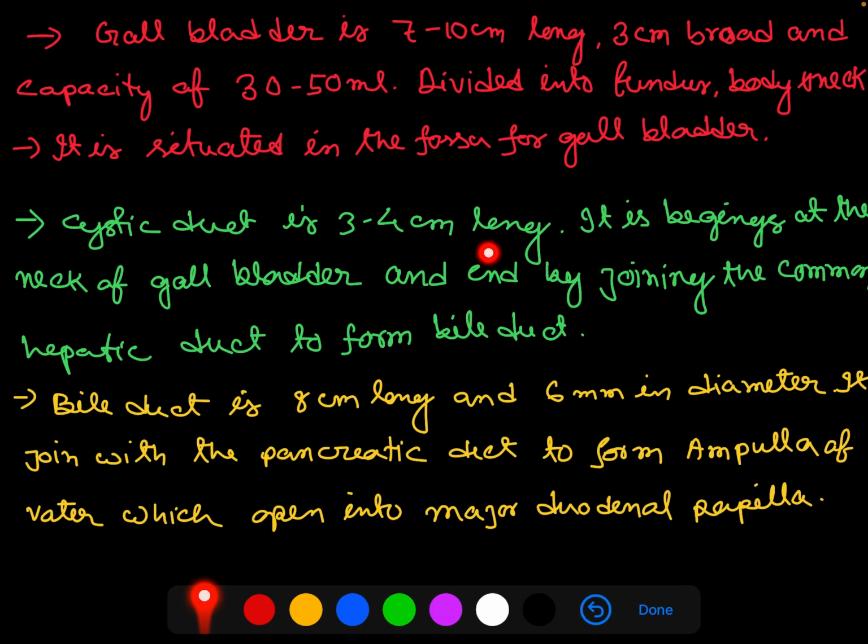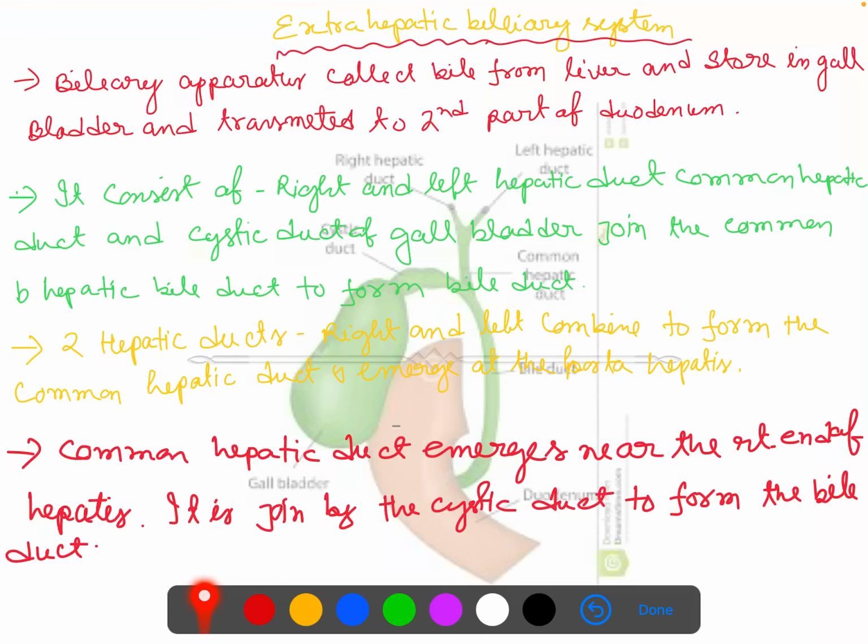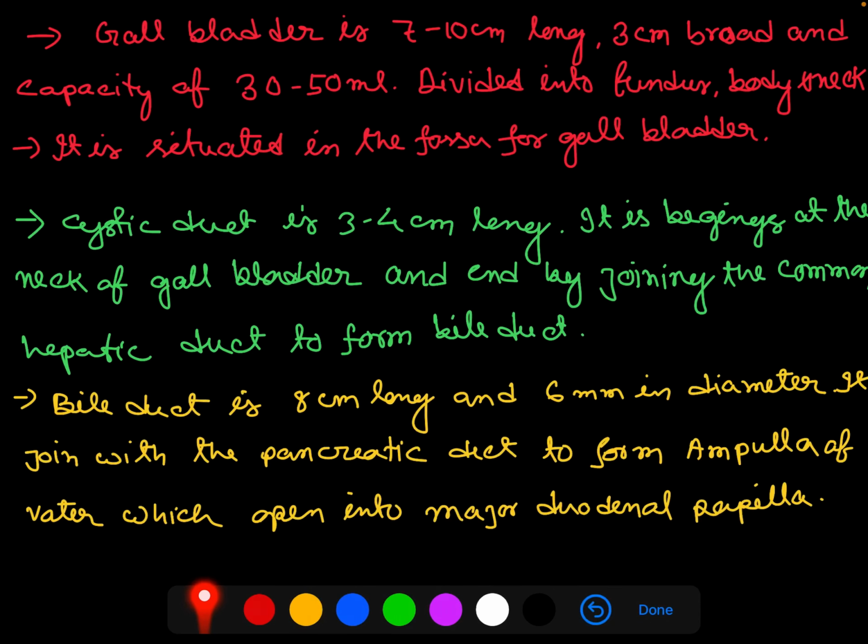Then the cystic duct is about 3 to 4 centimeters long. It begins at the neck of the gallbladder and ends by joining the common hepatic duct to form the bile duct. This is the cystic duct and this is the gallbladder. This is the fundus of the gallbladder, this is the body of the gallbladder, and this is the neck of the gallbladder. The cystic duct begins at the neck of the gallbladder and ends by joining the common hepatic duct to form the bile duct.